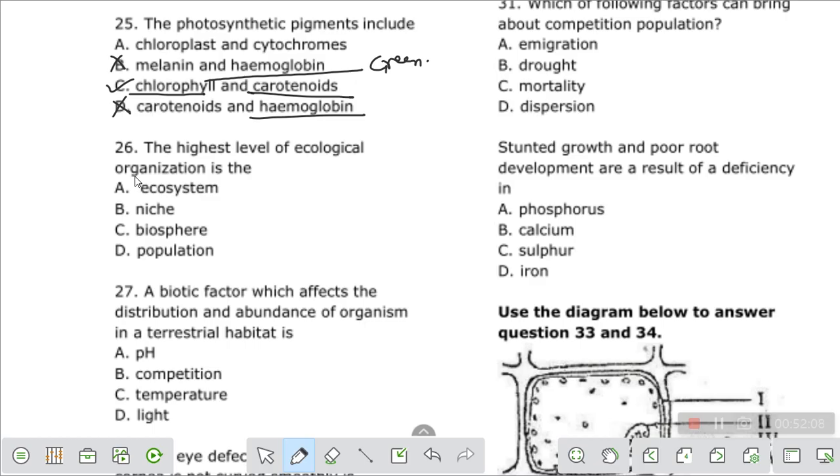So the answer is biosphere. Biosphere is the highest level. I told you biosphere is every place organisms live, right? I talk about lithosphere too. So I talk about atmosphere, everything.